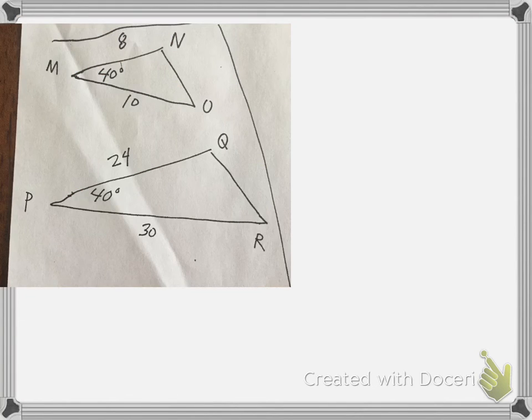Here's a third way to try and prove that triangles are similar. This way is called side, angle, side. So we see that these 40-degree angles are matched up. So we need to see if the sides are proportional. So I do it again. I line up the sides smallest to biggest.